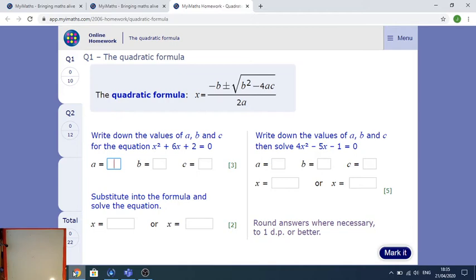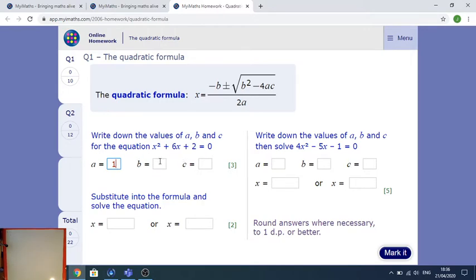So this is the My iMaths exercise called the quadratic formula, all about solving quadratic equations using the quadratic formula. Question 1, write down the values of a, b and c for the equation x squared plus 6x plus 2 equals 0. So a is just the amount of x squared that we've got, so that's just 1x squared. I can fill that in.